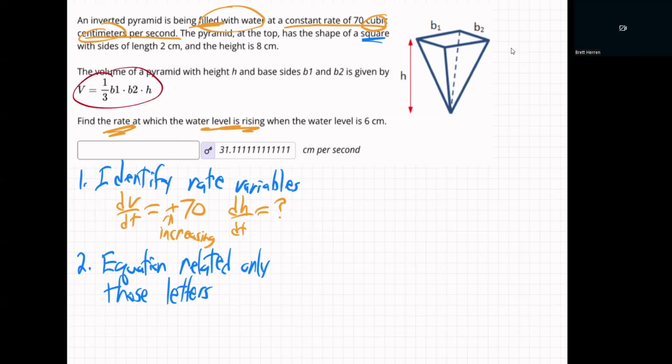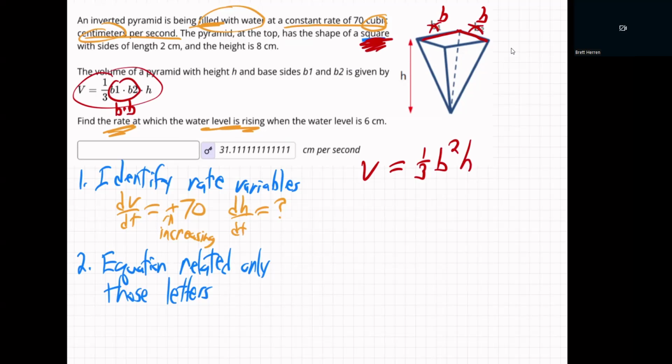So, okay, here's the equation. Volume equals 1/3 B1 B2 H. First off, they said it's a square at the top. Square means the length and width are the same. So let's just call both of these B. There's no difference. I don't know why they call them B1 and B2, but they're both just B. So this is B squared H, right? B times B. They're the same. How do I know? Because it said it's a square. Square means the length and width are the same.